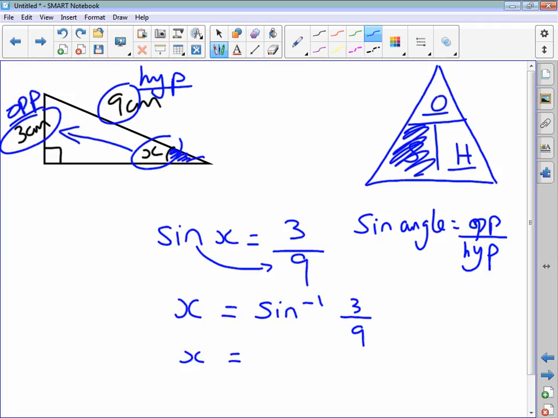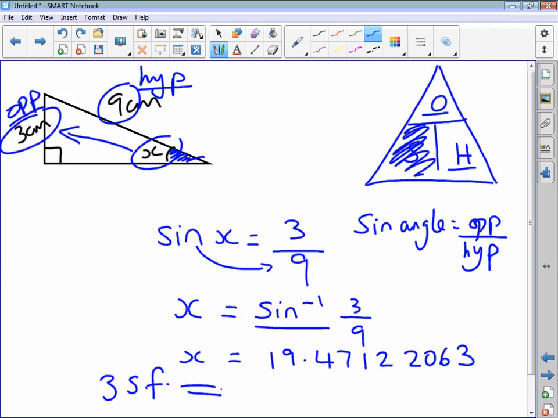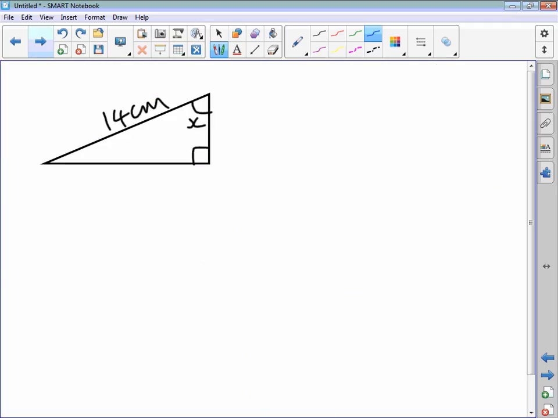Put that into your calculator. To get inverse sine, you need to press shift, then sine. That should give you an answer of 19.47122063. Now, depending on how you're being asked to round, most likely to 3 significant figures, your final answer would be 19.5 degrees.